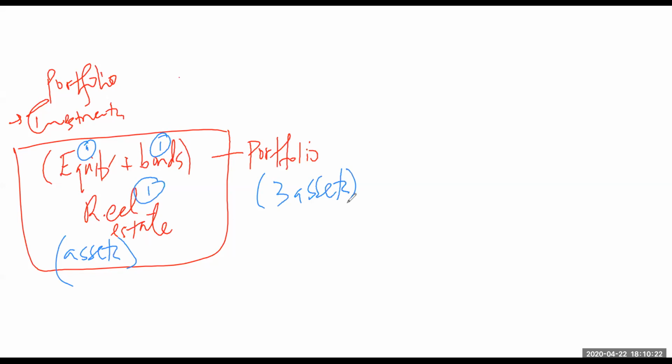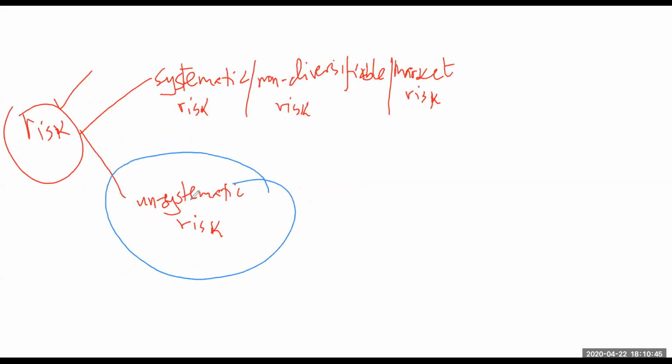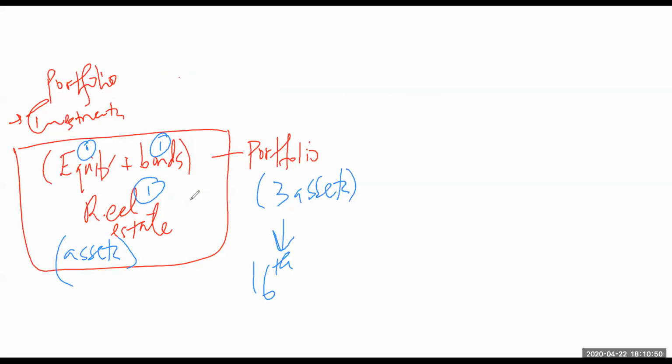So you can diversify your risk exposure by increasing the number of assets from 3 assets, for example, to at least 16 assets in your portfolio. Then you have been able to do away with the unsystematic risk. Generally, from 16 to 30 assets, you have been able to do away with all the unsystematic risk.